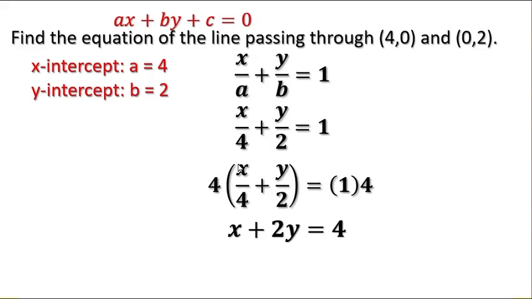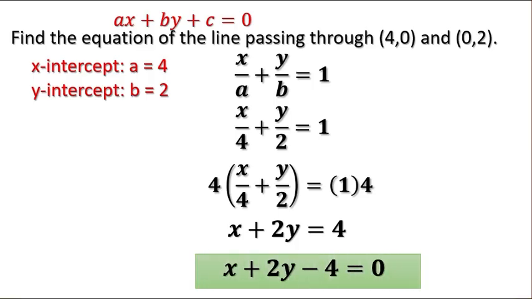So 4 times x over 4, that will be equal to x. 4 times y over 2, that will be equal to 2y. And then 1 times 4 is equal to 4. Since this is the required form, we need to transpose 4 to the left side of our equation. So we now have x plus 2y minus 4 equals 0. This is our final answer.